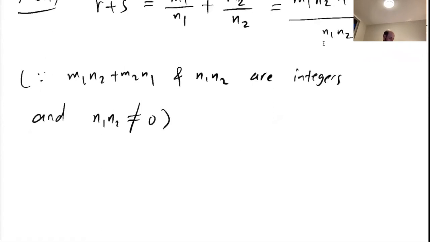So that's it. So we showed the sum of R in Q and S in Q belongs to Q, is a rational number, as desired.